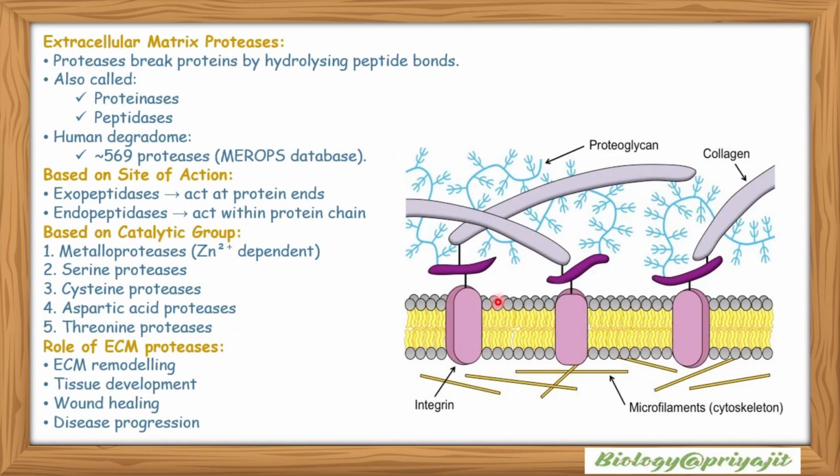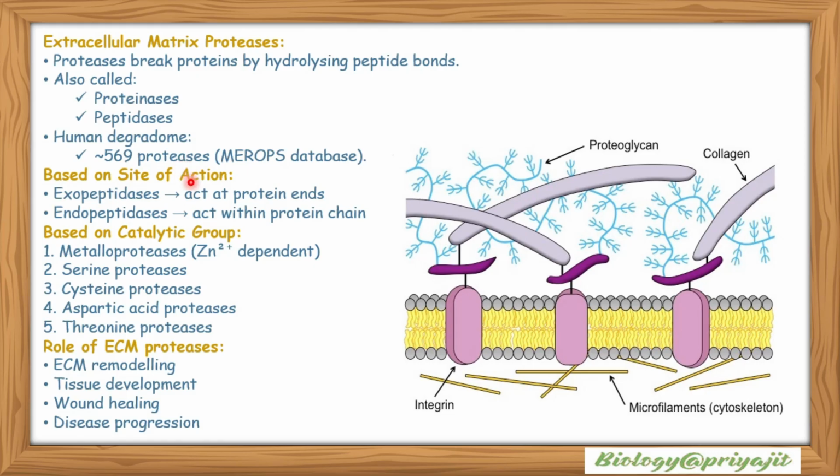Extracellular matrix proteases. Proteases are the proteins which degrade proteins, so they basically break proteins by hydrolyzing peptide bonds. They are also known as proteinases or peptidases. We already know about the matrix metalloproteinases, which are overexpressed in cancer cells and help the cancer cells to break their surroundings and to migrate or invade other tissues and organs.